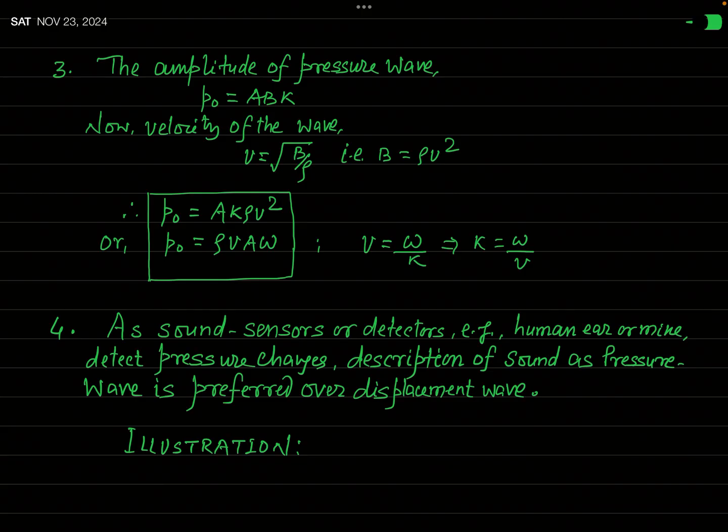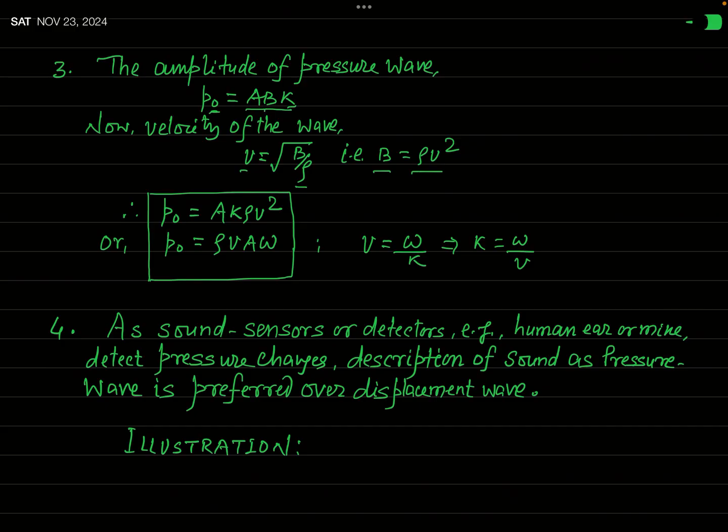You have just seen that the pressure amplitude P naught is equal to A B k. Here A is the displacement amplitude, B is the bulk modulus of elasticity and k is the wave vector or wave number. You have learnt earlier that the wave velocity V is the square root of B over rho. While discussing the videos on continuous media, this result has come several times. So wave velocity or phase velocity is the square root of B over rho, where rho is the density of the medium and B is the bulk modulus of elasticity of the medium. And that's why from this relation B is equal to rho V square.